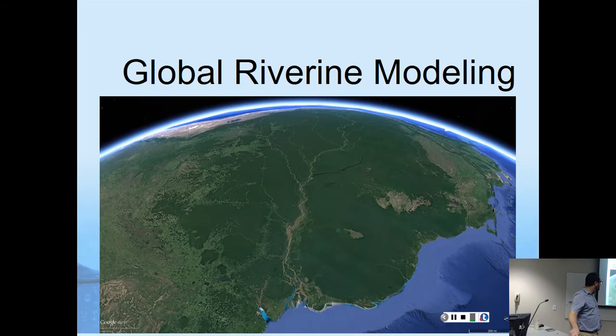I'll ask you a question. Can anyone guess which river is that? That's a Google Earth image that I took. I really like it, actually. Who said Amazon? There you go. Correct. So this is the Amazon River, my favorite river, obviously.